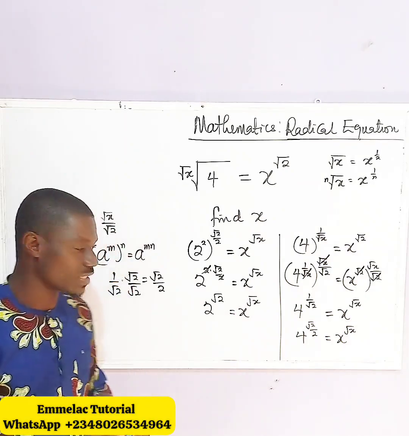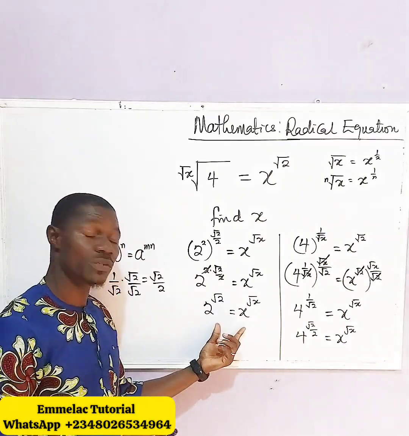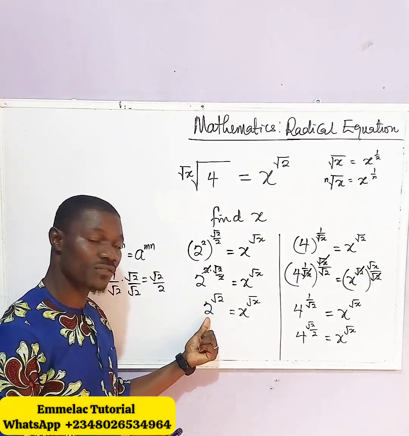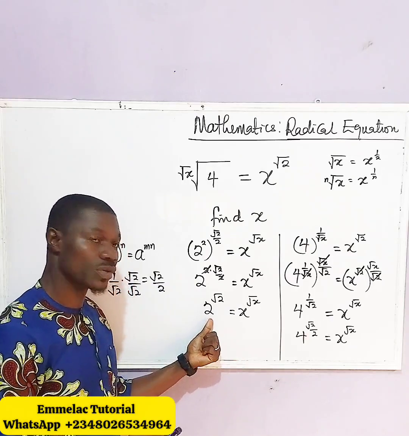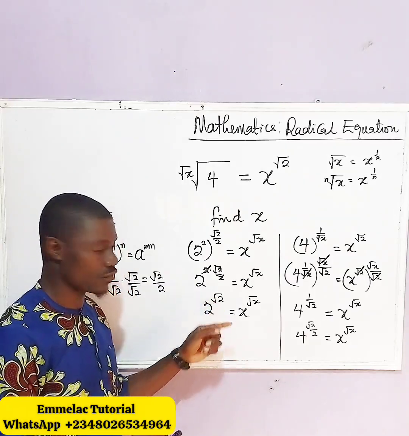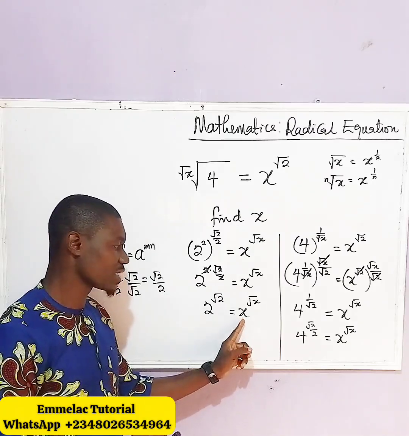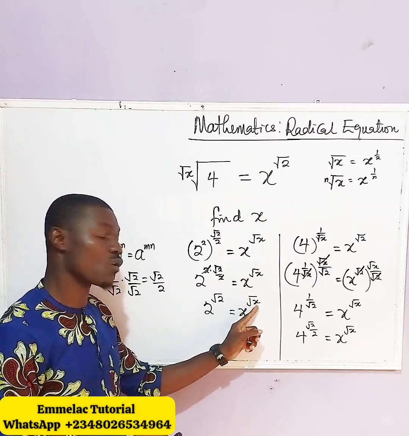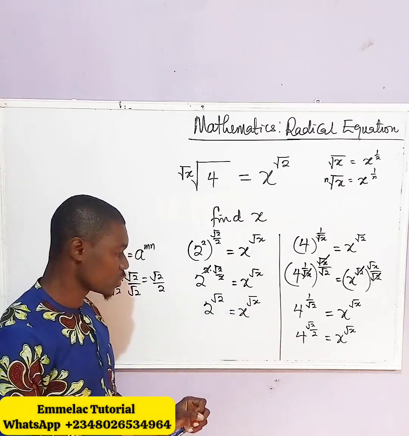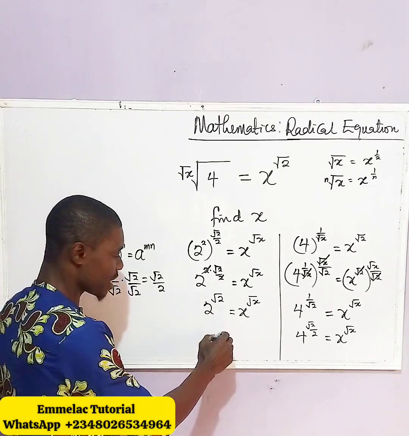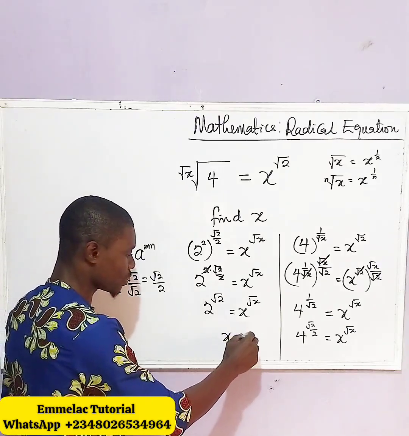If you look at this, on the left hand side we have 2 raised to the square root of itself, and on the right hand side we have x raised to the square root of itself. So by comparison we can agree that x equals 2.